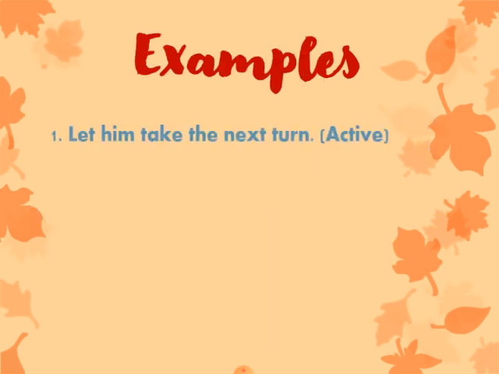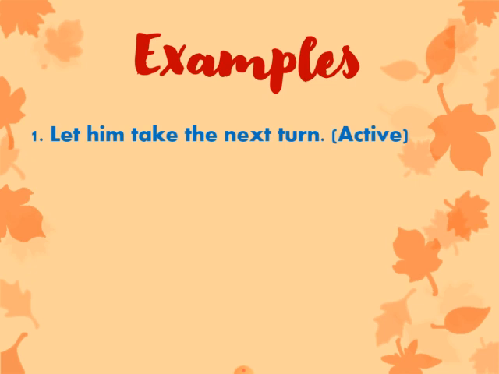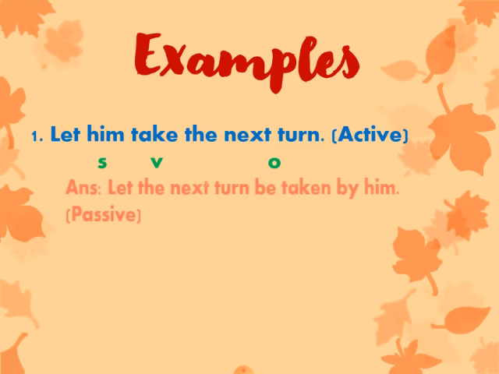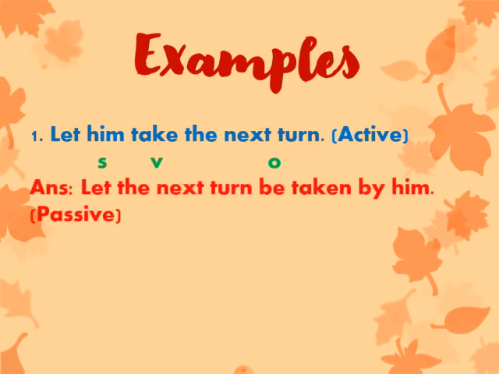Let's take an example. Let him take the next turn. Here in this sentence we have a subject. Him is the subject, take is the verb, the next turn is the object. According to the rule, you have to use let in the beginning of the sentence. Place the word be before the action word and swap the subject and object. So we get the answer: let the next turn be taken by him.